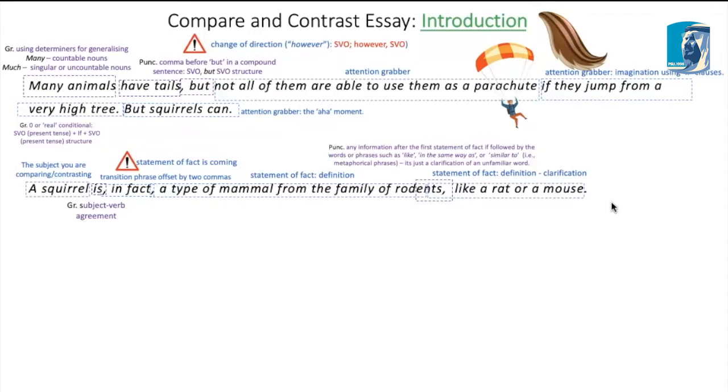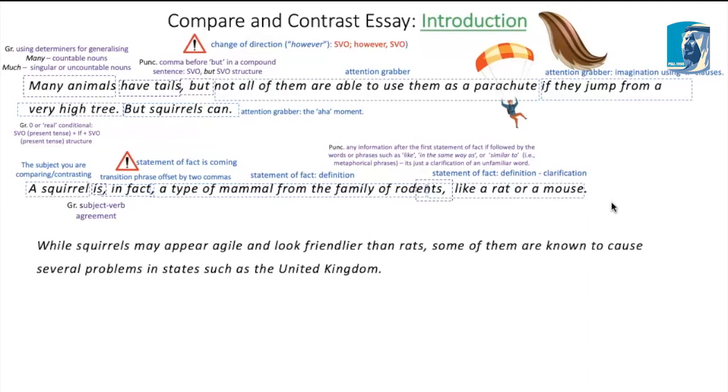Make sure that the punctuation is clear. So when you are doing this clarification part using the word like, you need to make sure that there is a comma before it. Okay, and this works for other phrases like if you wrote comma in the same way as, or comma similar to. So these type of metaphorical phrases explain that the squirrel is like a rat. It isn't a rat, but it's like a rat. Okay, so just to clarify unfamiliar words.